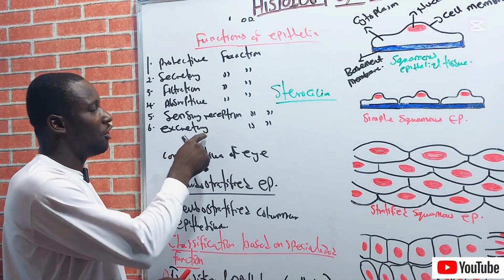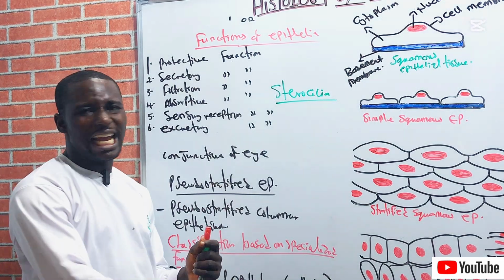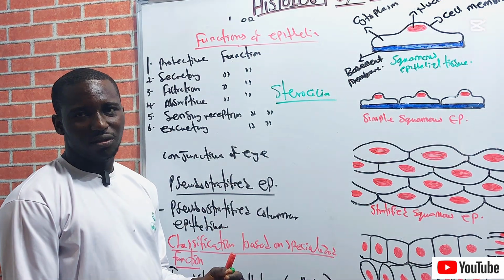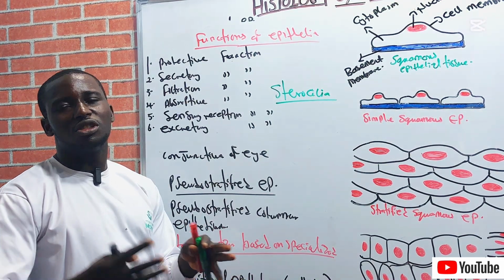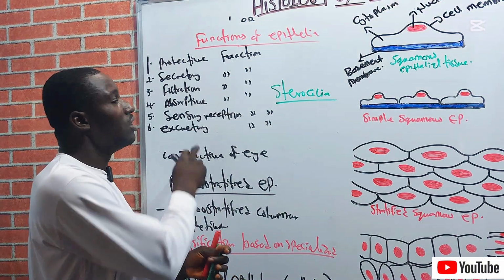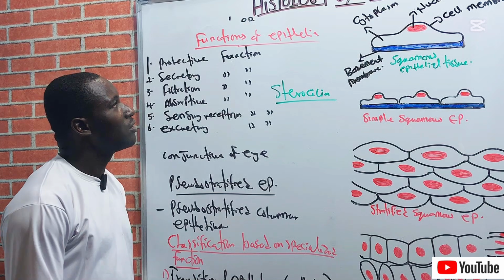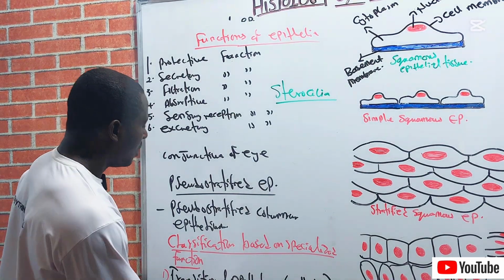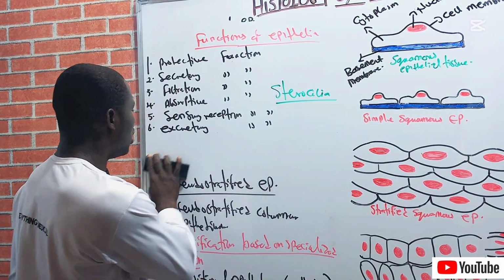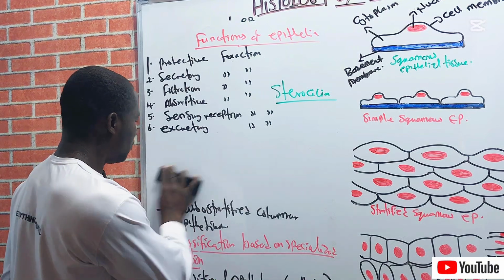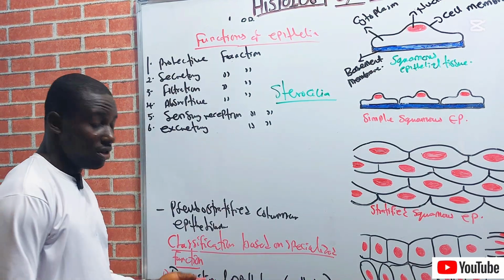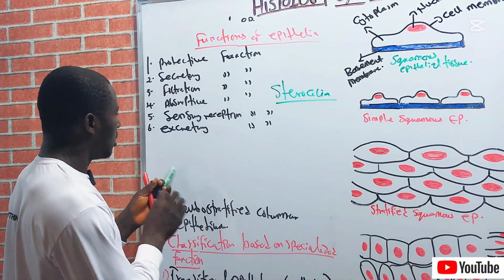Now, excretory function is a kind of excreting the waste product. That is why the most common epithelium that plays this role is the simple cuboidal epithelium. So that is all about the functions of the epithelia. The next thing we shall be looking at is the clinical application or the clinical relevance.